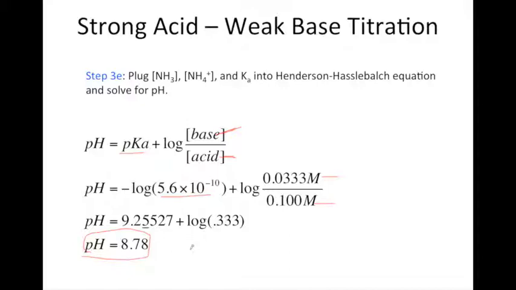So in order to solve for the pH before we reach the equivalence point, but after we started the titration, we need to follow these steps, which include using the Henderson-Hasselbalch equation to get our pH. So go back and review those steps. Be sure you're comfortable and familiar with them so that you can solve any problem of this type.